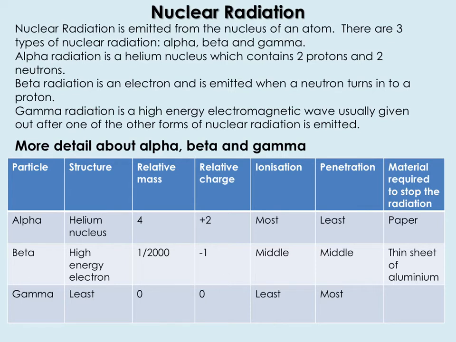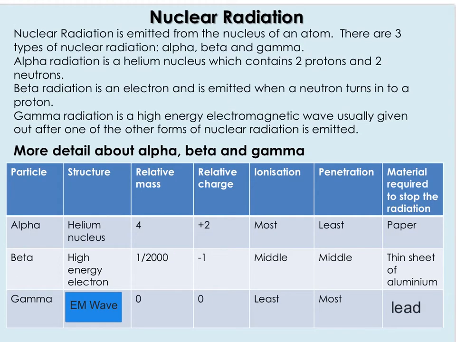It's got a medium amount of ionization, so it's more ionizing than gamma, but less ionizing than alpha. It's got a medium amount of penetration, so that means it's more penetrating than alpha, which means it will travel further in air than alpha, but it will travel a lot less far than gamma, so gamma travels the furthest of them all. In terms of what's required to stop beta, that's just a thin sheet of aluminium.